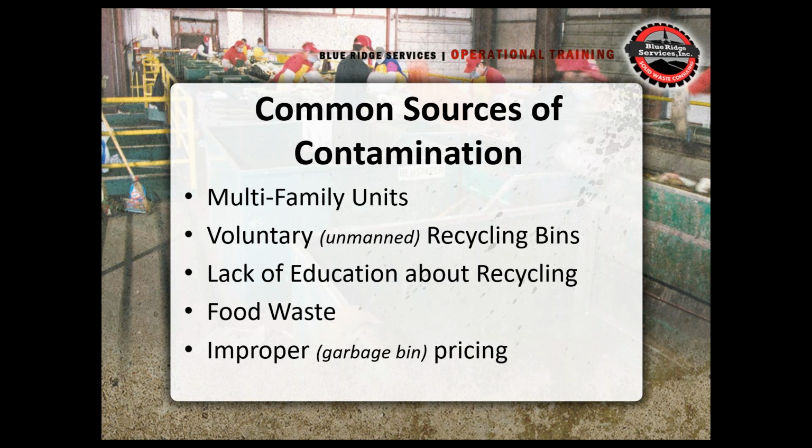These are some common sources of contamination. Some are upstream, some may be happening at your MRF or at your recycling facility. With multifamily units, where you pick up recyclable bins or containers or materials, it only takes one person to dump trash in the wrong bin, and now that load of recyclables is contaminated. Sometimes voluntary or unmanned recycling bins at the grocery store or some other part of the community, maybe at the park, tend to have a lot of contamination as well.